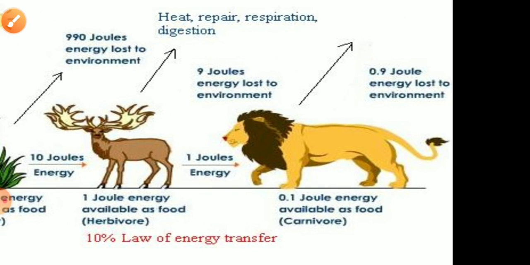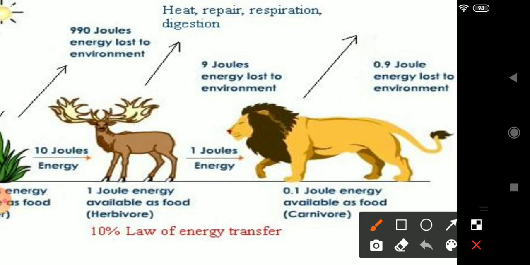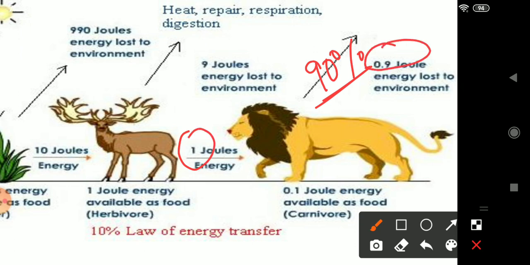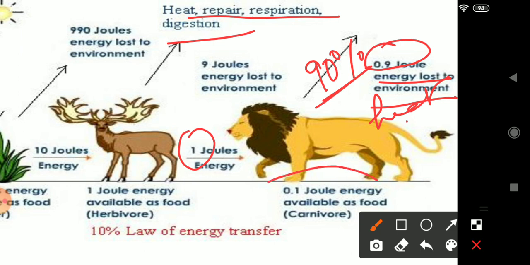When we move to the next level, again the same phenomenon happens. At the next level also, the carnivore is going to lose 90% of the total energy, that is of 1 joule. 0.9 joule of energy, in this example, we can take it as lost to the environment as heat, or it may be used up for growth, development, repair, respiration, digestion, etc. And the total energy that will be available will be 0.1 joule.